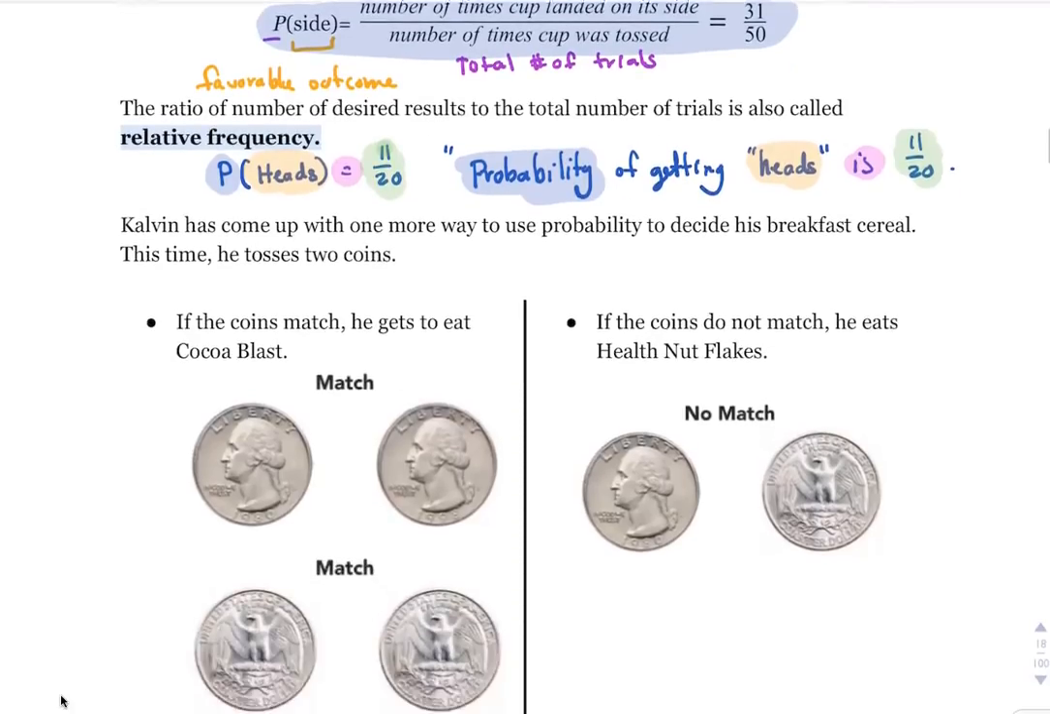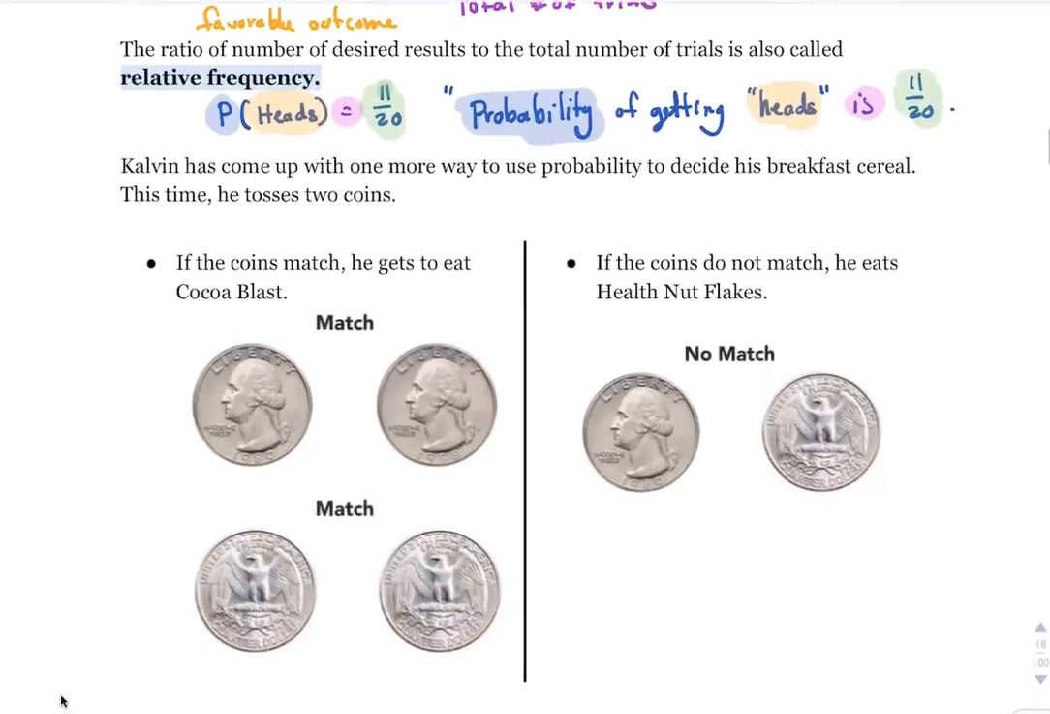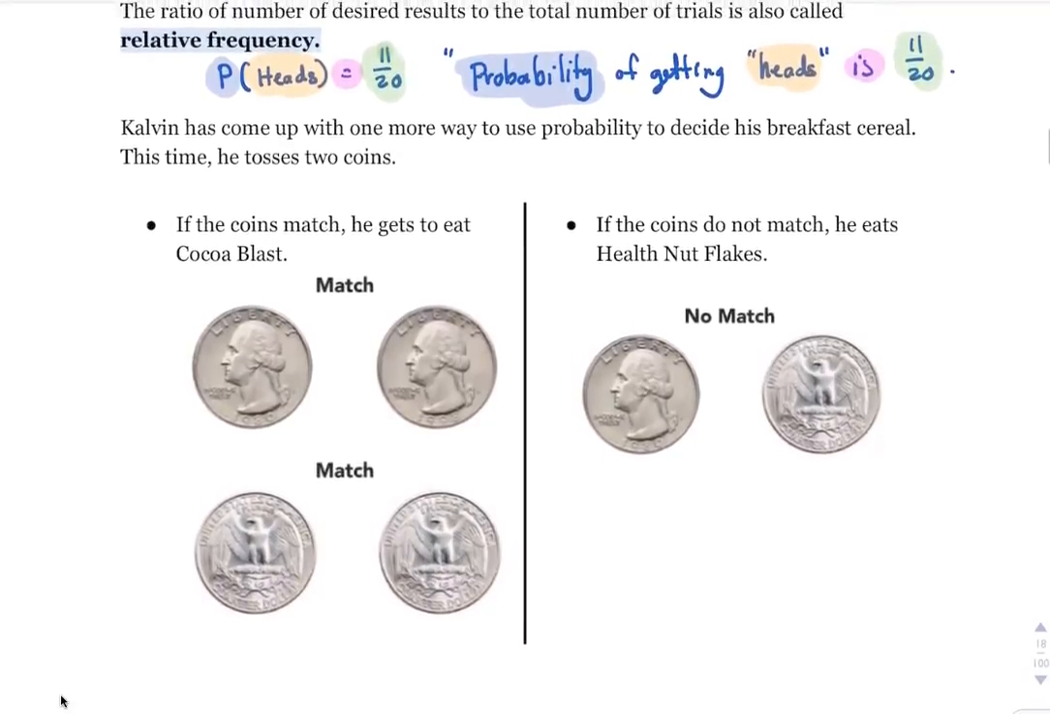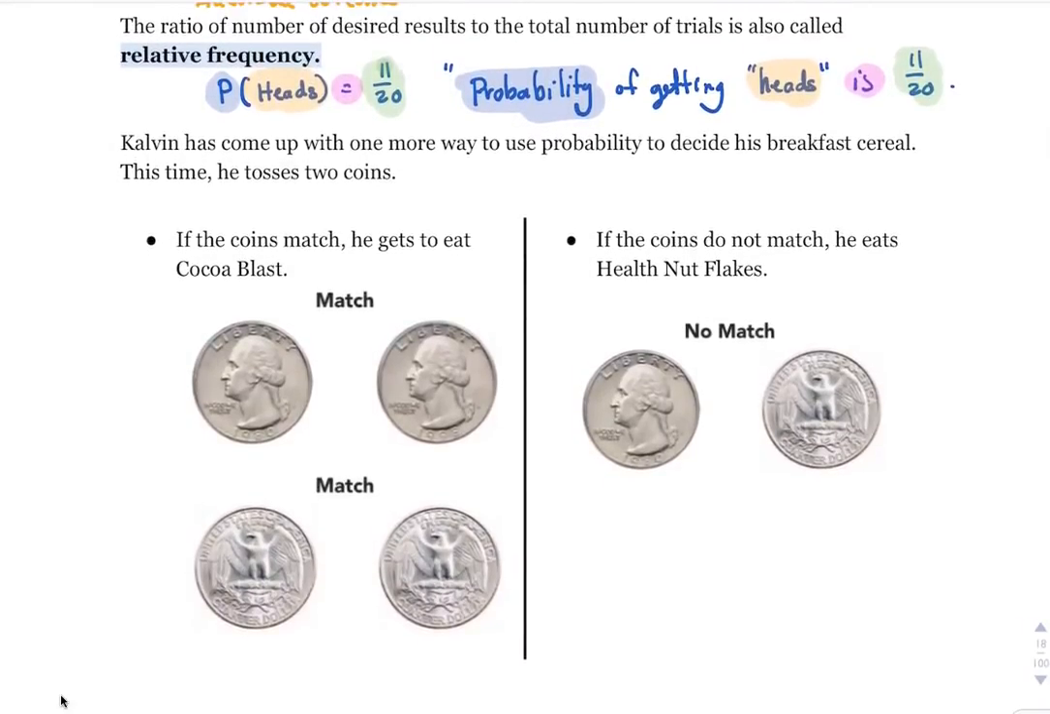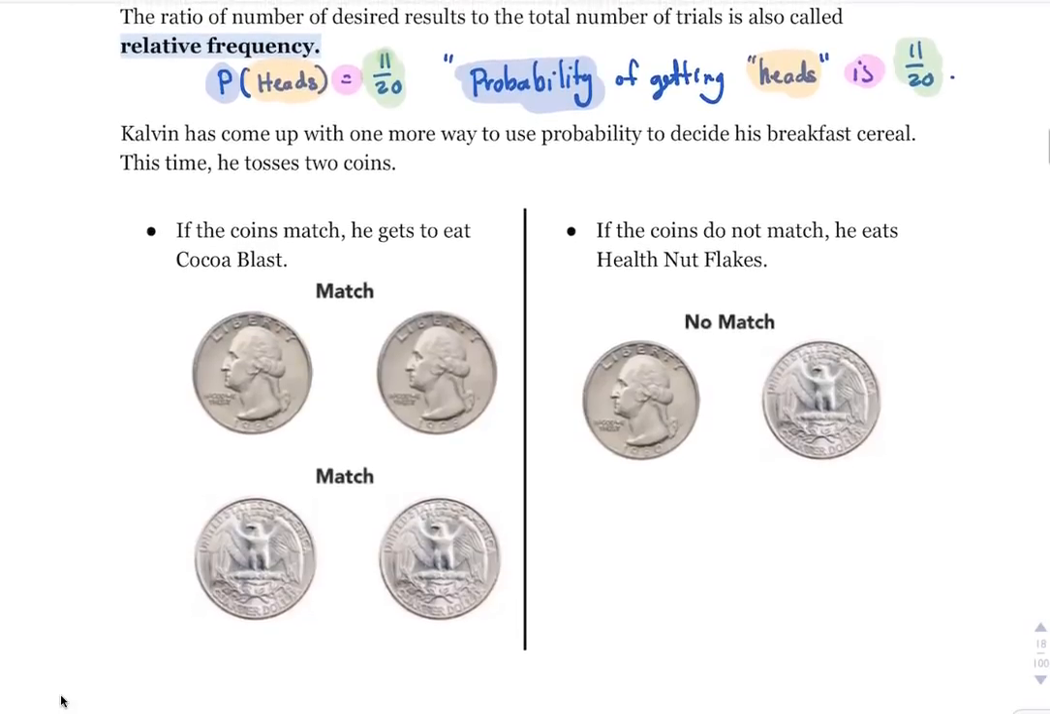All right, so Calvin says, man, I'd really like to get more Cocoa Blast cereal. He's got a Cocoa Blast cereal addiction almost. It's kind of scary. He really loves his Cocoa Blast. So he decides to toss, instead of 1 coin, 2 coins. Or he just gets 1 coin and he flips it 2 times.